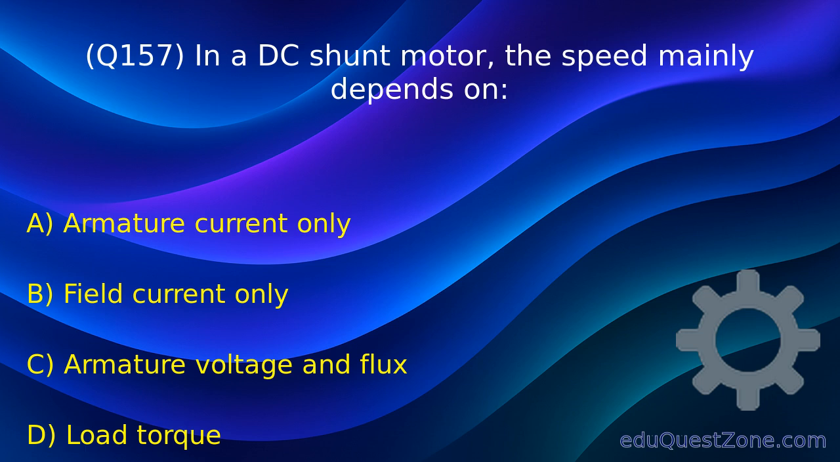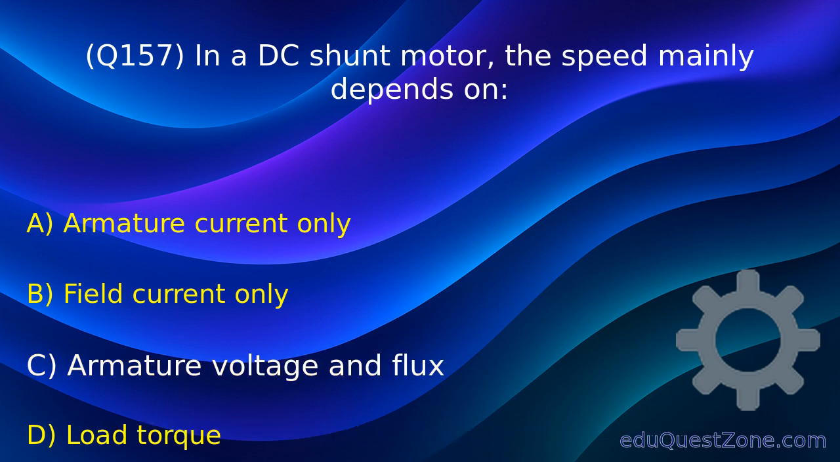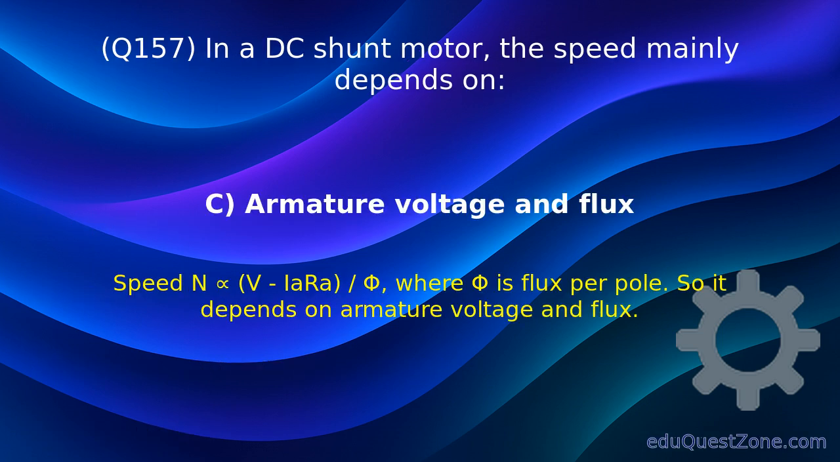Question 157. In a DC shunt motor, the speed mainly depends on? Option C, armature voltage and flux. Speed of a DC shunt motor depends on voltage minus armature drop divided by flux.